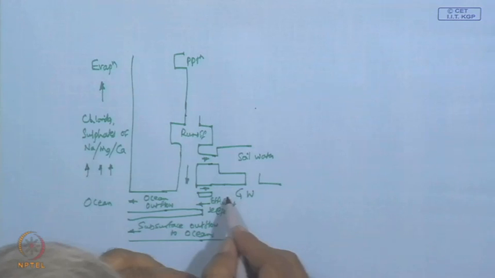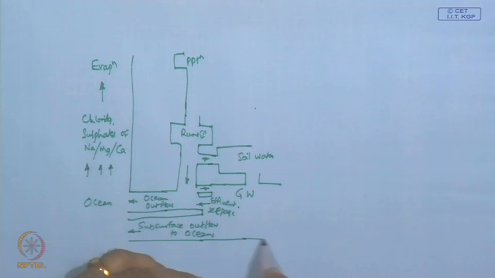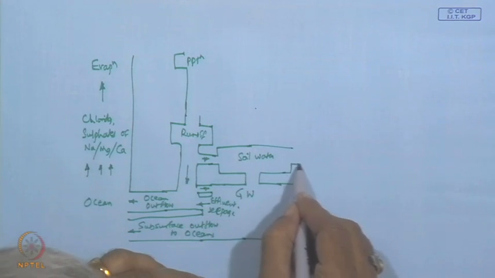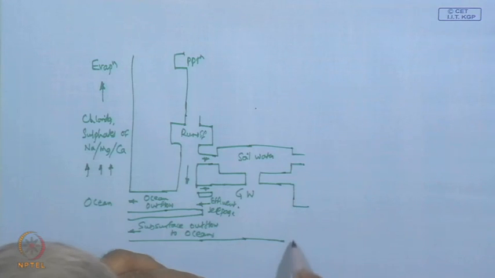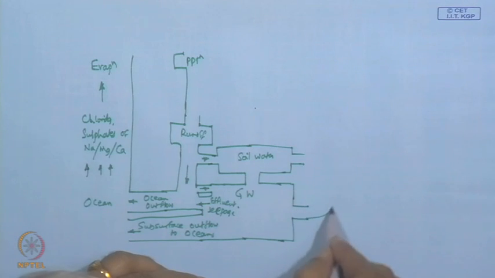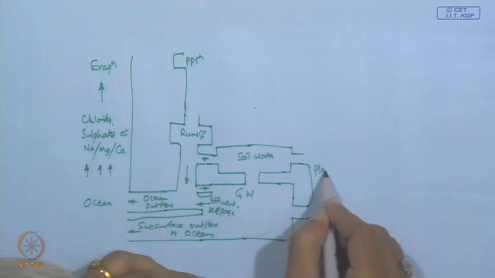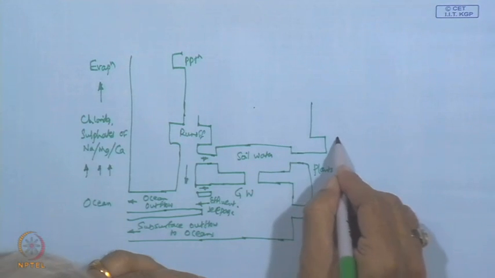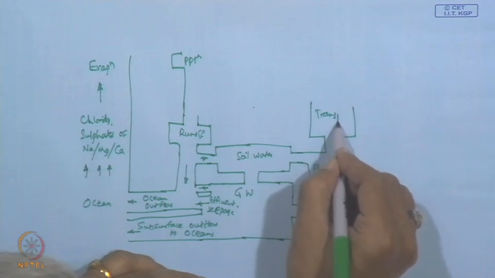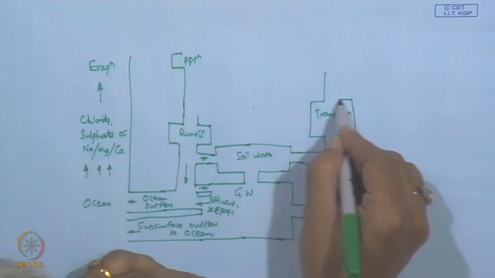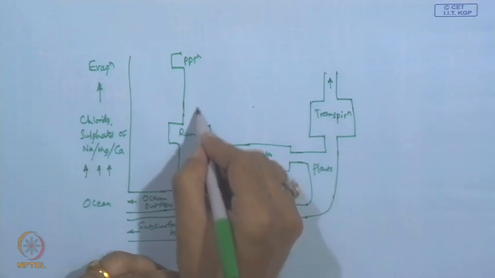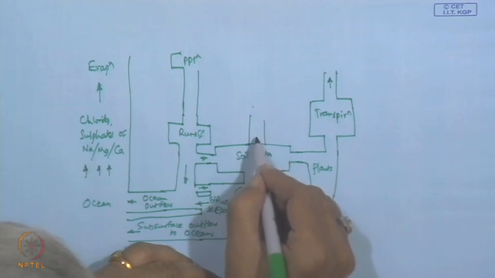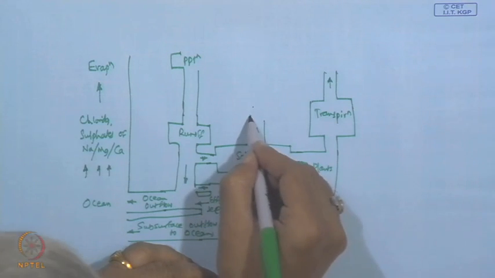And this is the groundwater, and the soil water as well as groundwater both are absorbed by plants. And from these plants there is transpiration, and it goes to the atmosphere, and of course from this soil water also, part of it is evaporation.